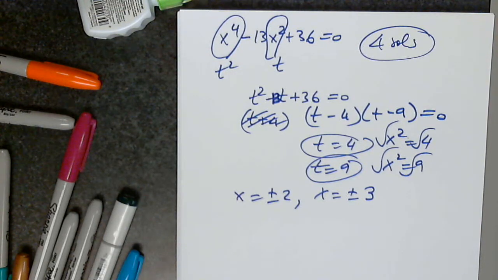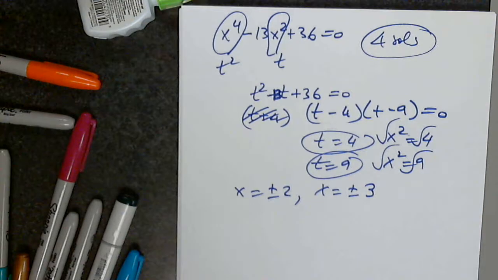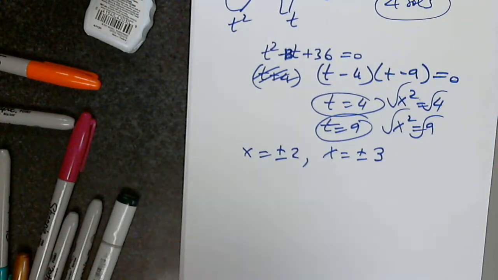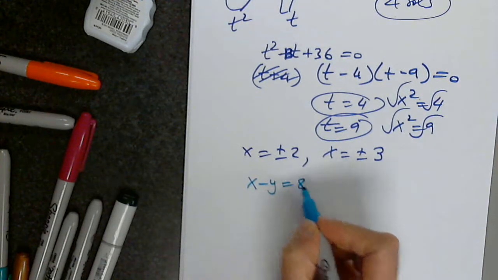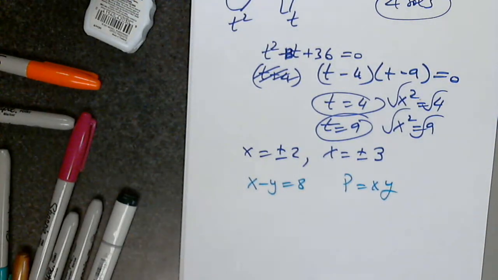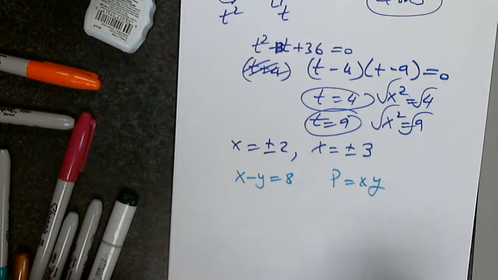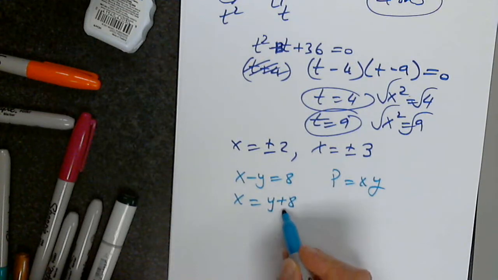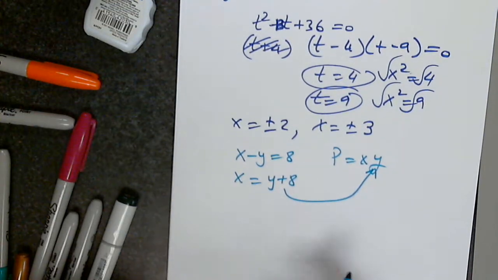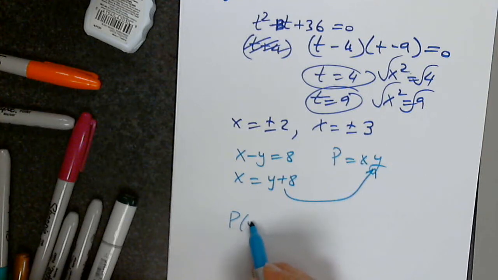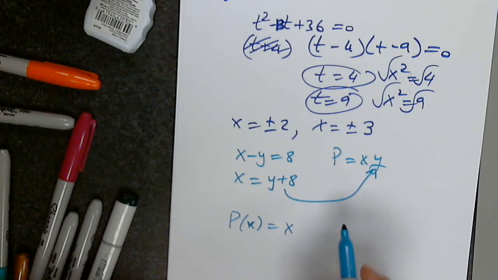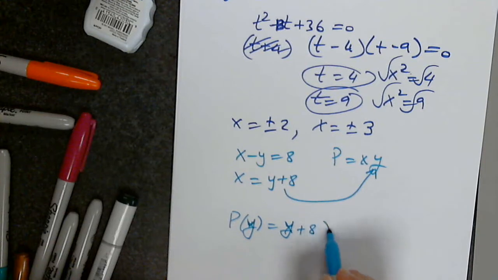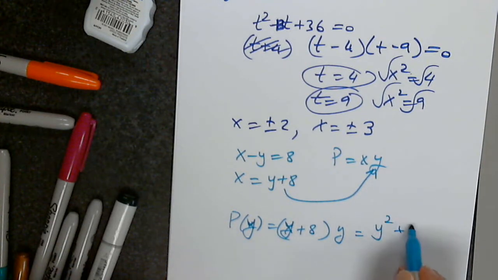Do we need help on the extra credit? Okay. So for the extra credit, we have two numbers that differ by 8. And we're asked to look at their product and find its minimum or maximum. So from here I have x equals y plus 8, and I will replace it in the product. So p of y will be x, which is y plus 8, multiplied by y, so it's y squared plus 8y.